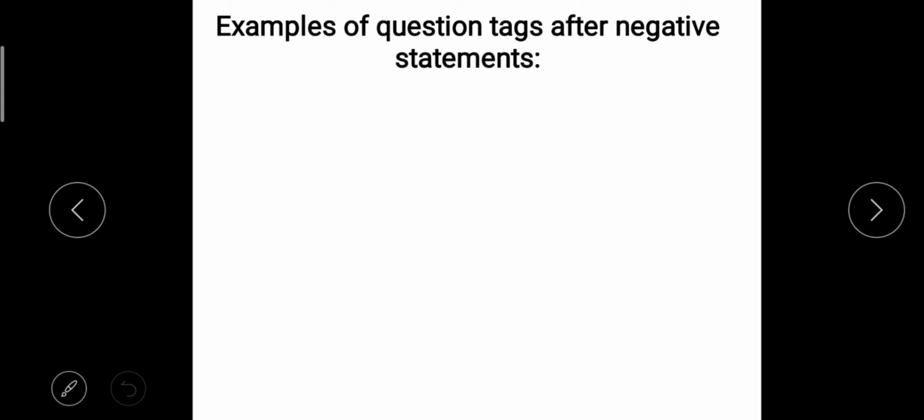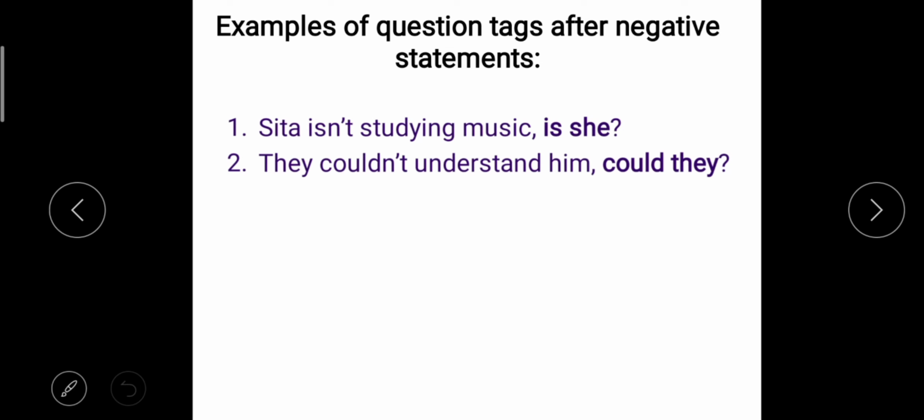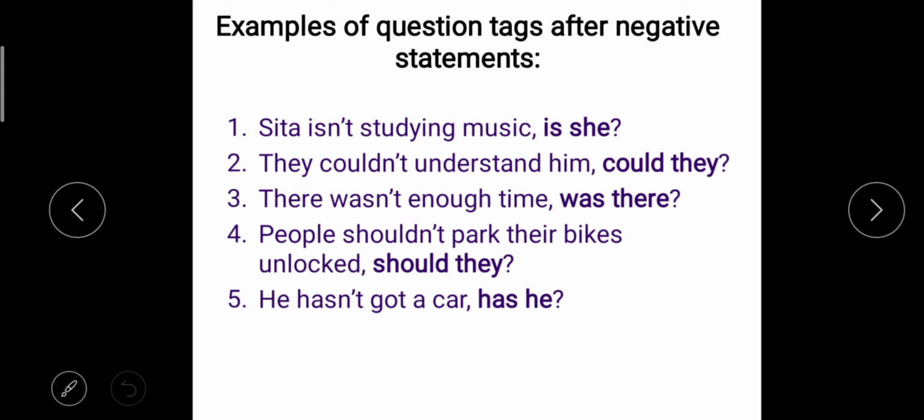Examples of question tags after negative statements. One by one we will take. First of all, we will take the examples of negative statements and later on the examples of positive statements. Sita isn't studying music. Sentence is negative, question tag is positive. Is she? They couldn't understand him. Could they? There wasn't enough time. Was there? People shouldn't park their bikes unlocked. Should they? He hasn't got a car. Has he? So one thing is clear here. After negative statements, we use positive question tag.